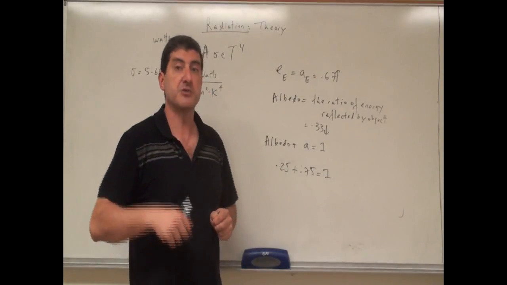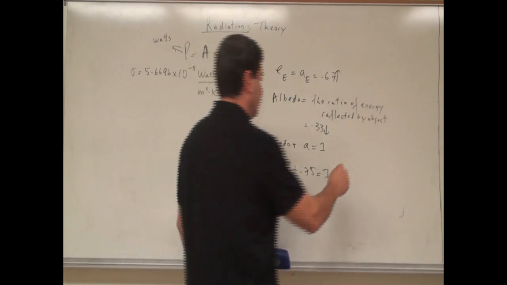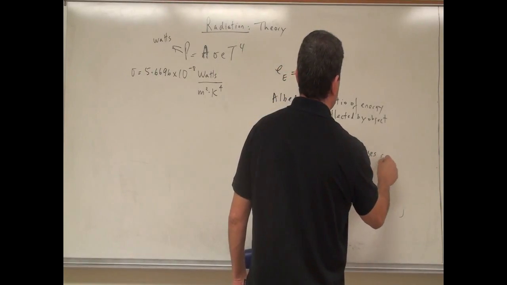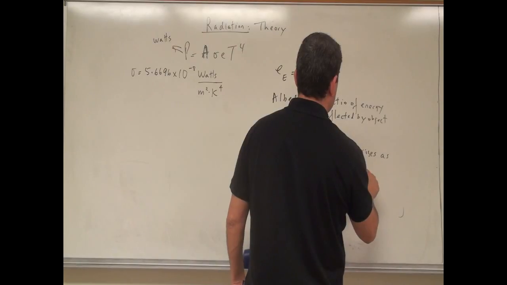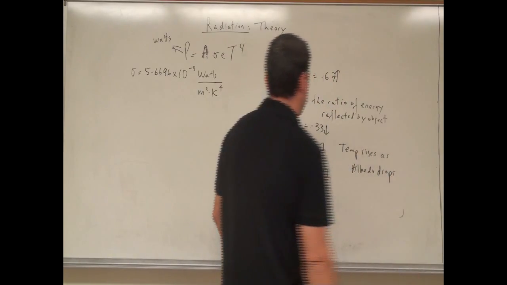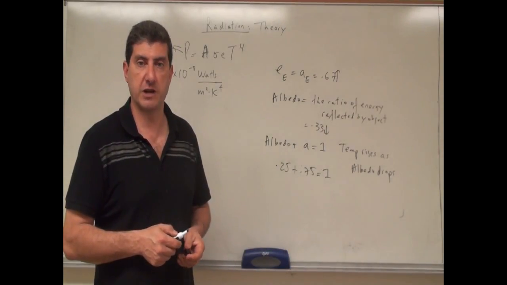So what would that mean? The temperature of the Earth would rise through the course of the years. The temperature rises as the albedo drops, due to global warming, and this is something that we need to be very careful of, okay?